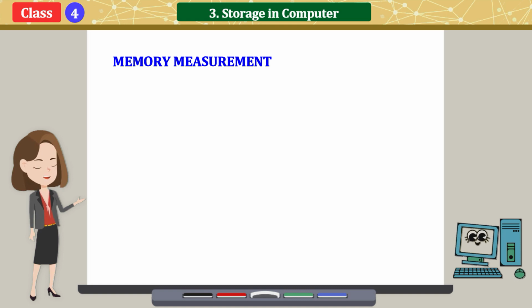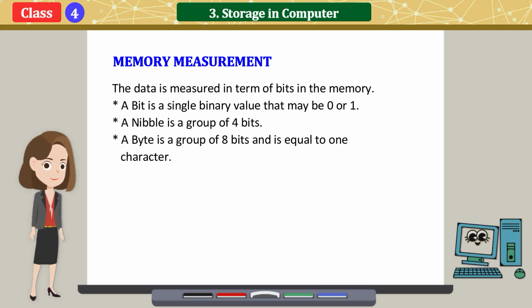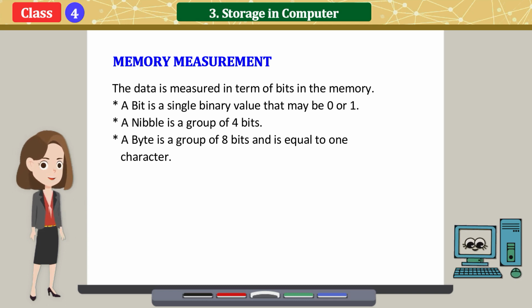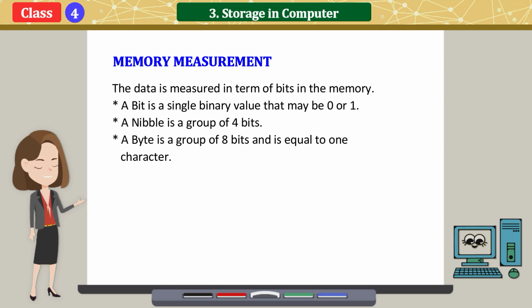Memory measurement. The data is measured in terms of bits in the memory. A bit is a single binary value that may be 0 or 1. A nibble is a group of 4 bits. A byte is a group of 8 bits and is equal to 1 character.